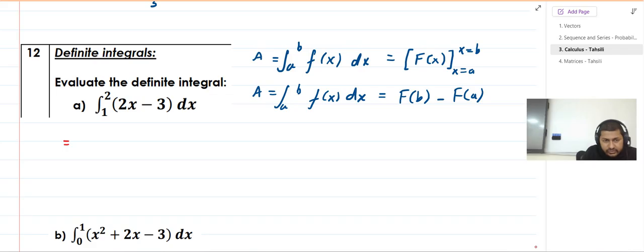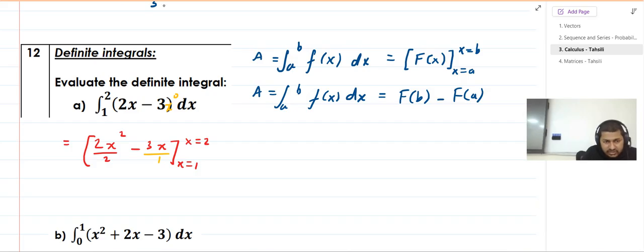if I integrate 2x minus 3, I will get 2x squared over 2 minus 3x. Remember the integral of 3? Why 3x? Because this is x to the power 0. I just added 1 to the power and divided by the same power. Add 1 to the power, divide by the same power. Now this is from x equals 1 to x equals 2.